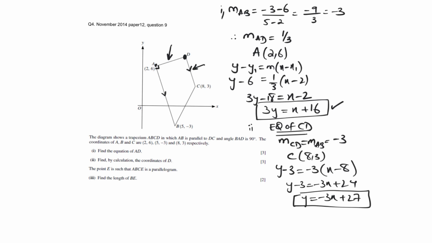This gives you the x value as 13 over 2 and the y value as 15 over 2 after you have solved this simultaneously. So the coordinates of D can be written as (6 1/2, 7 1/2). So that's for the coordinates of D. In the last part, they are saying the point E is such that ABCE is a parallelogram. So A, B, C, E should be somewhere where it forms a parallelogram.